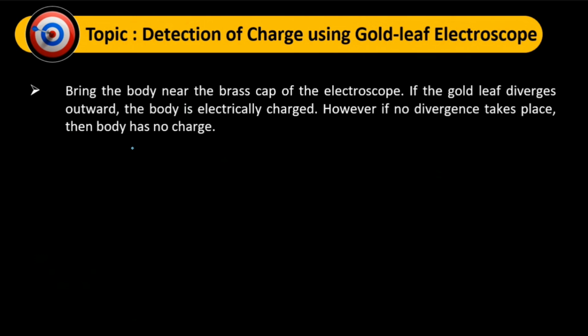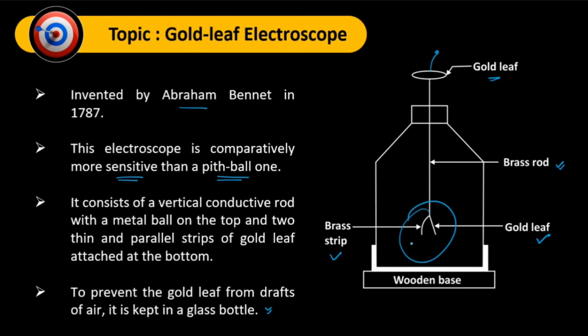So this is how we actually detect charge using a gold leaf electroscope. We just bring the body near to the brass cap of the electroscope, which is at the top. If the gold leaf diverges outward, the body is electrically charged. However, if no divergence takes place, we can say the body is not charged, or it has no charge. Now just observe the diagram. Here you can see these two strips are separated by a certain distance, so we can say that the body must have some charge.